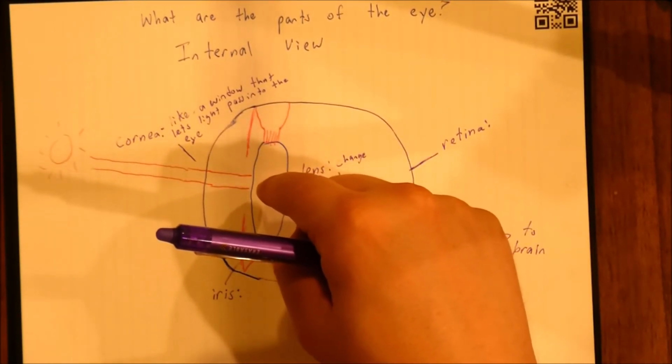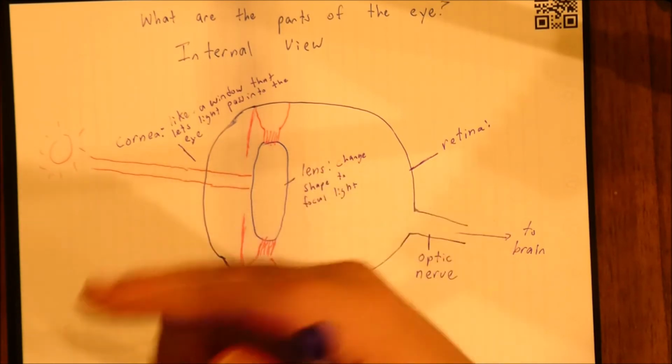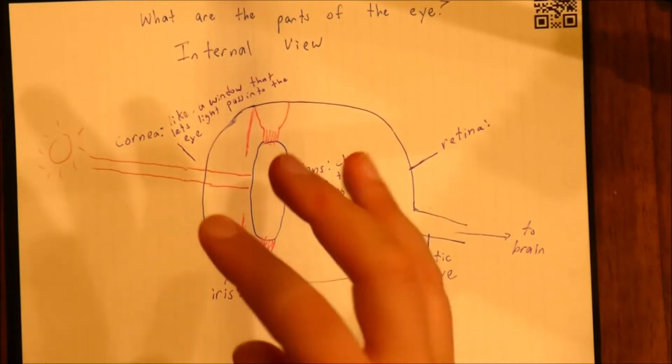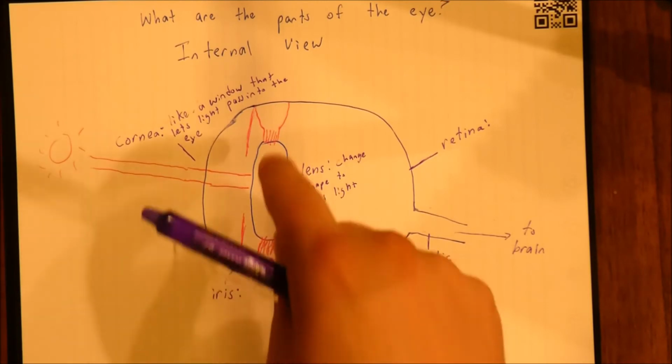When you think lens, you think of like a really hard camera lens. It kind of has the same function of a camera lens, but it's more flexible. It can be shifted and changed pretty easily by your muscles there. So that is your lens.